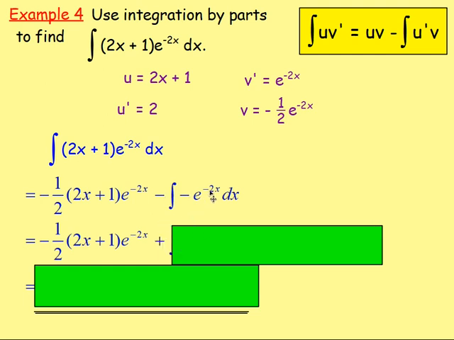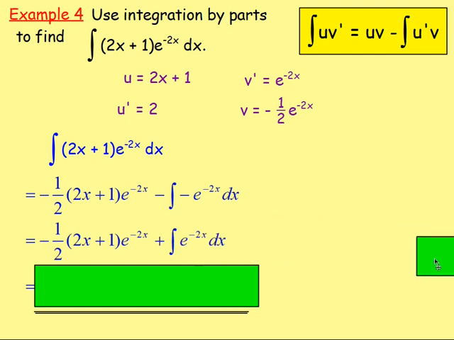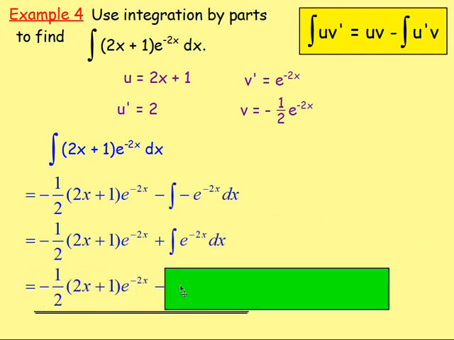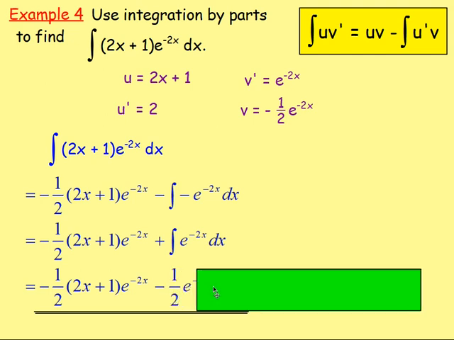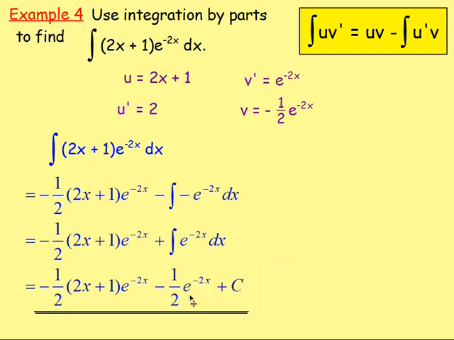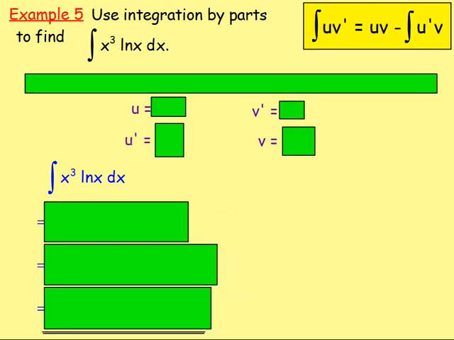And if you integrate e to the negative 2x, well, you can write that down first of all. Integrating e to the power of negative 2x will give you e to the power of negative 2x, but you have to divide by the derivative of the index. So we're dividing by negative 2. So this plus will become a negative because it's a negative half. And don't forget your plus c.